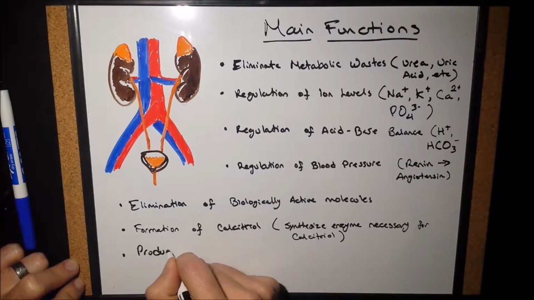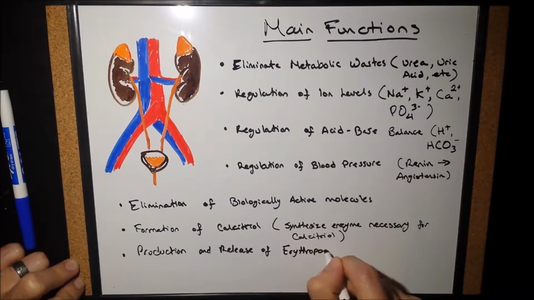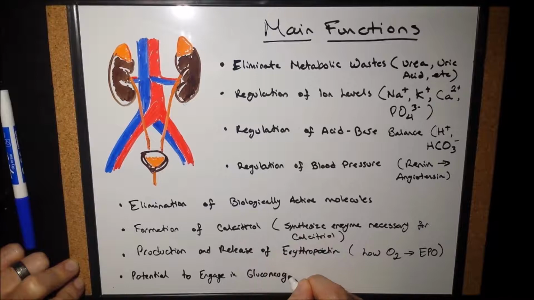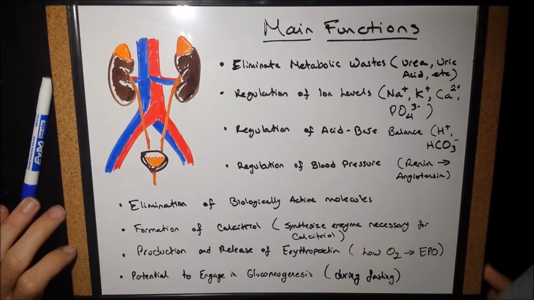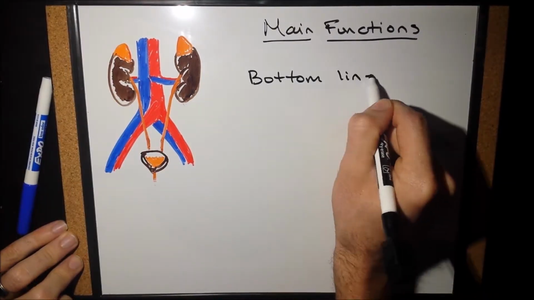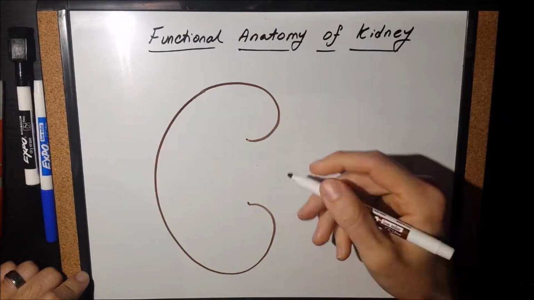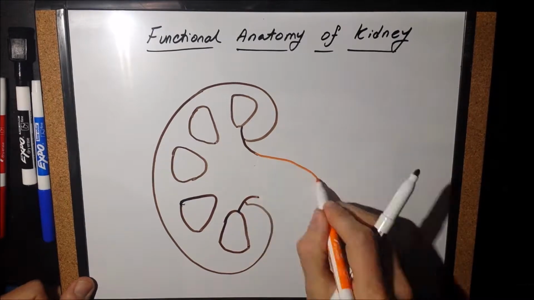production and release of erythropoietin when detecting low oxygen concentration in the blood, and the potential to engage in gluconeogenesis during periods of fasting. Simply put, the urinary system takes care of our blood. The main organ of the urinary system is the kidney.